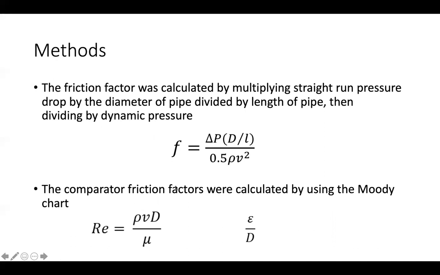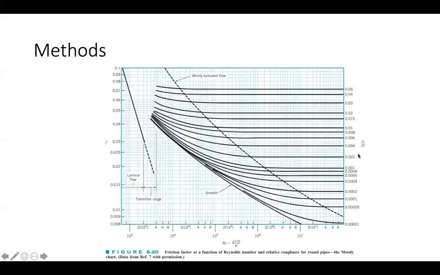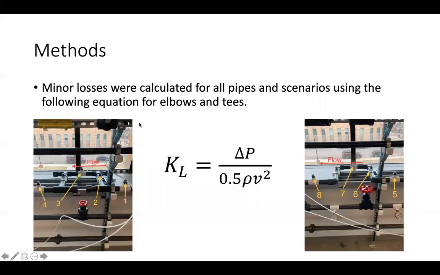The comparative friction factors were then found using the Moody chart through calculation of the Reynolds number and the relative roughness. And this was done using this chart. We would match the relative roughness for both the PVC pipe and the galvanized pipe with our Reynolds number of flow, which is around here, which would give us our comparator values.